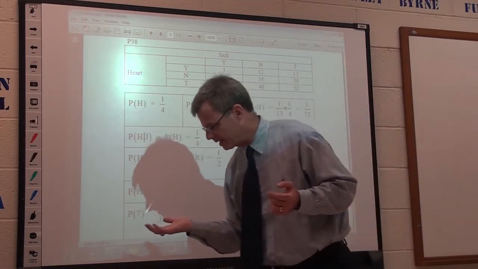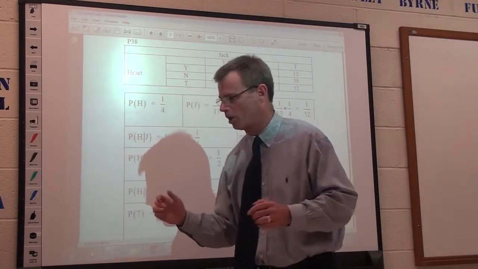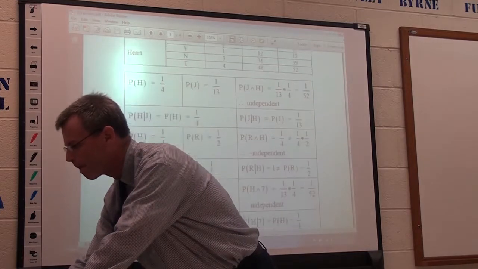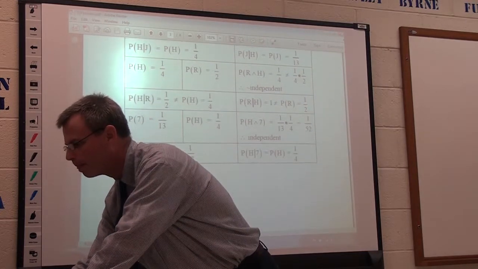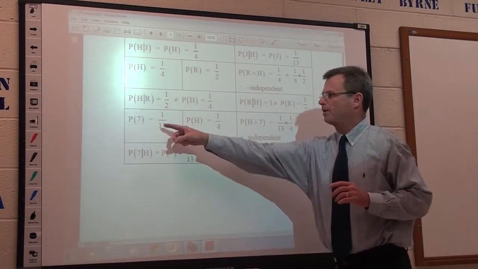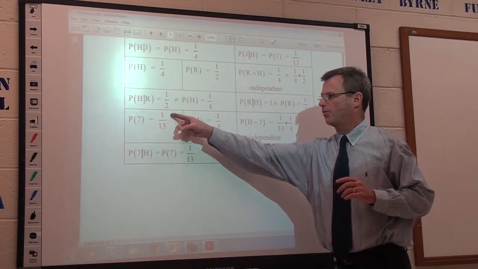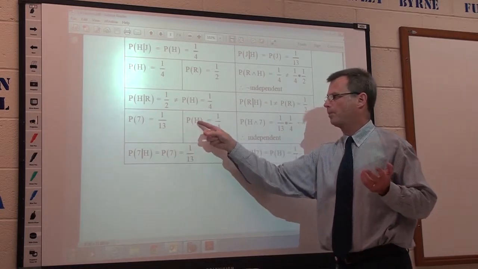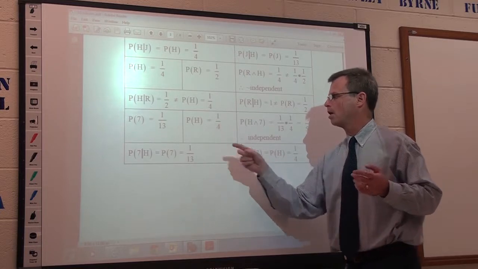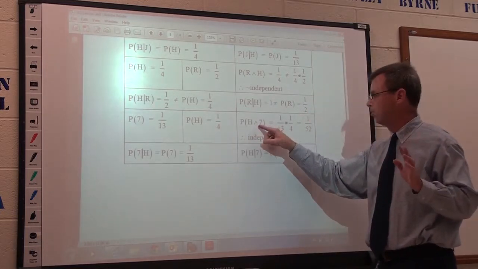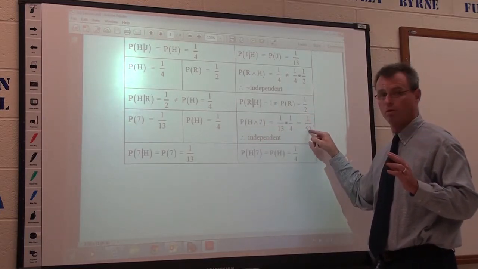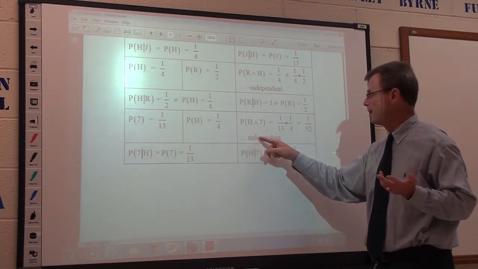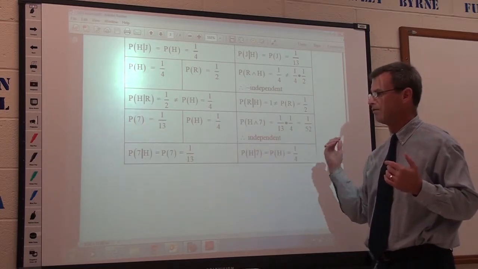And C is asking, getting a 7 and getting a heart. The probability of getting a 7 is 4 out of 52, or 1/13. The probability of getting a heart is 1/4. The probability of getting both is their product, 1 out of 52. They're independent because there's only one 7 of hearts.